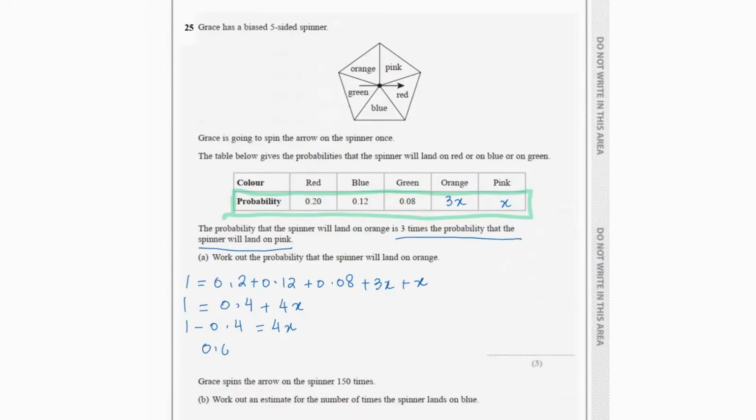which is 0.6. 0.6 divided by 4 gives us the probability of 0.15. So the probability of getting orange is going to be 3 times 0.15, which is 0.45. That is your answer.